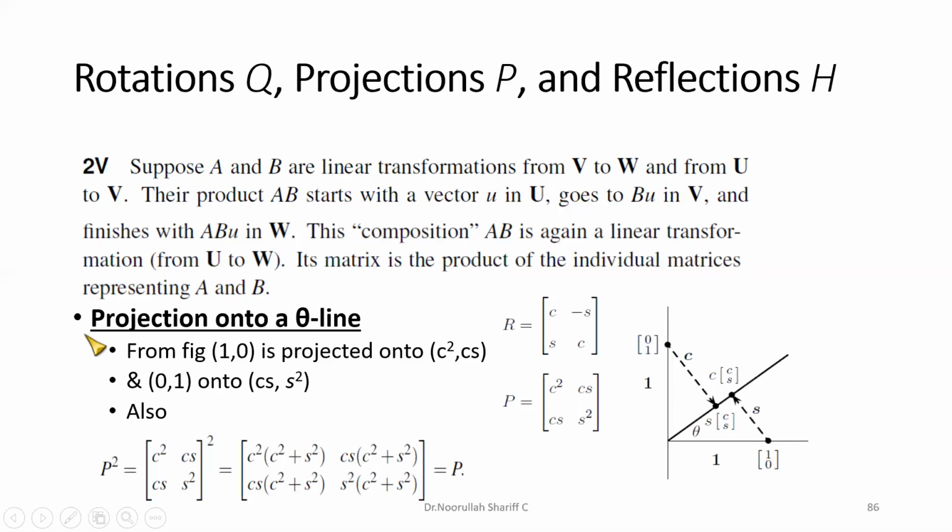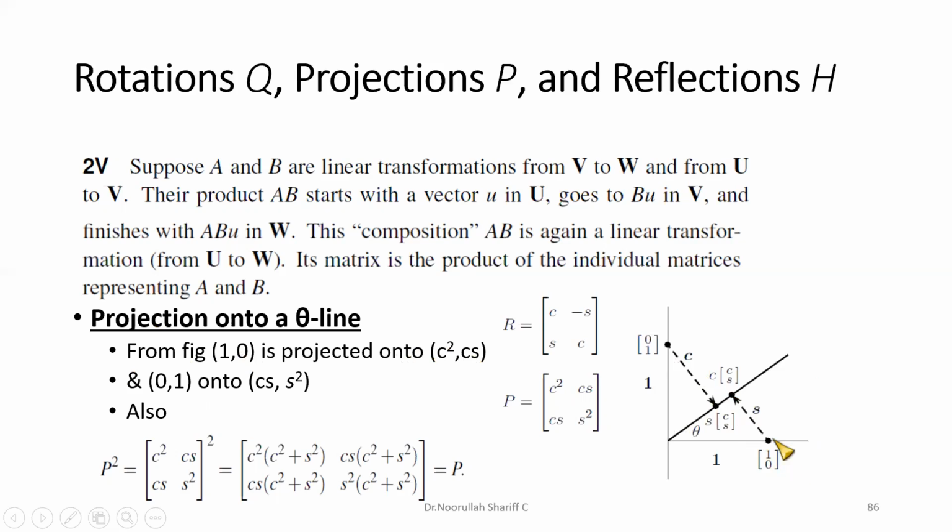Now let us take the next one, which is projection. Projection onto a theta line. So this is a theta line onto which the basis 1, 0 is to be projected and the basis 0, 1 is to be projected. This basis and this basis is to be projected. So from the figure, 1, 0, that is this vector, is projected onto c square, cs. From here it is projected to this point.